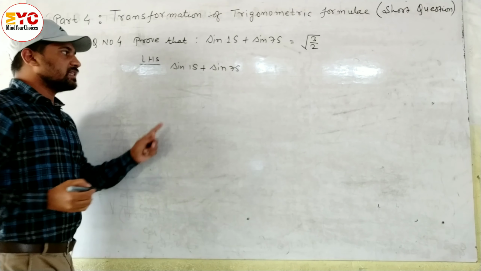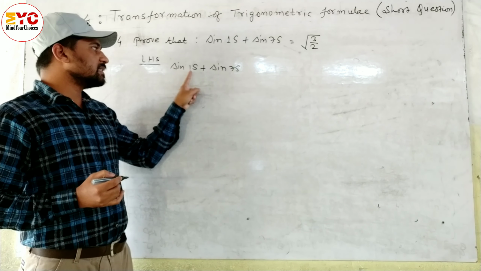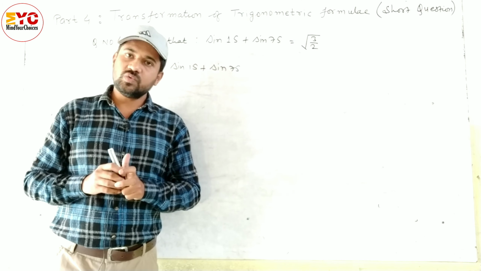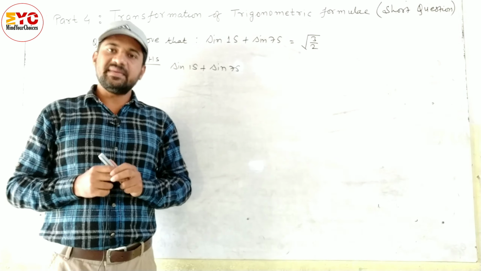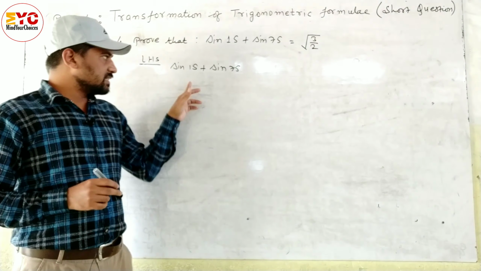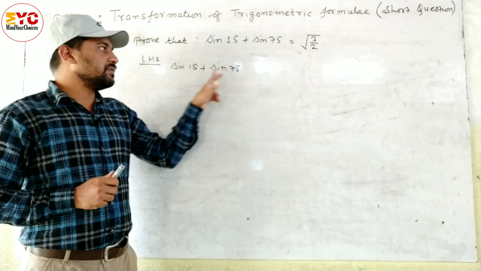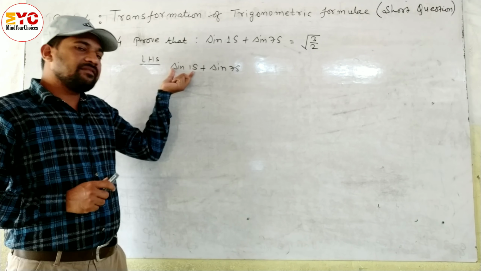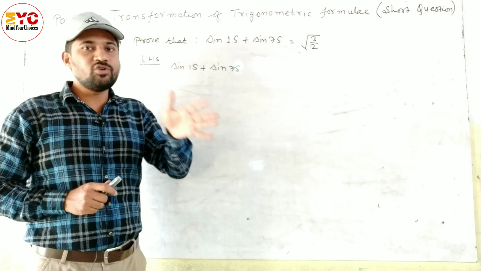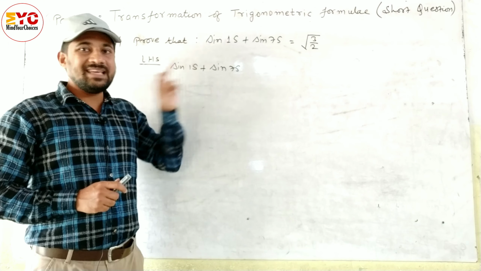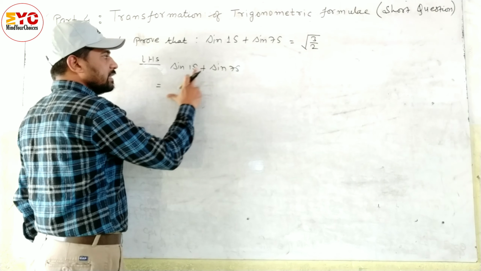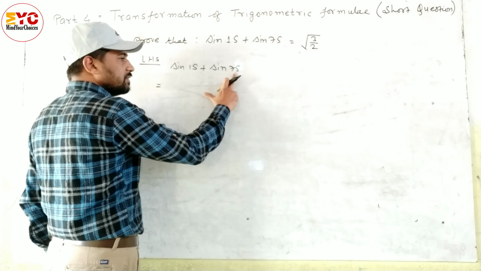While looking at this, you can see this is in the form of sine C plus sine D. The sine C plus sine D formula is 2 sine (C plus D) by 2 cos (C minus D) by 2. In the place of C here is 15, and in the place of D here is 75. Or you can write sine 75 here and sine 15 here, no problem, because here is plus. If minus, then you cannot interchange. Now we are going to use the formula of sine C plus sine D.